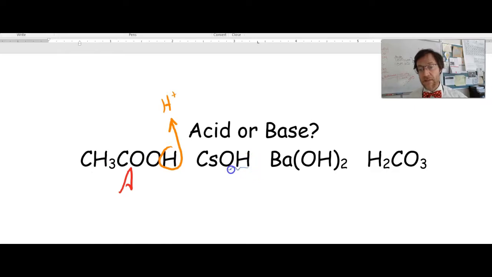This stuff, oh my gosh. Okay, that's a base. That's easy to see. Oh, there you go. Base, easy to see. And this one, I'm going to bet that it's an acid, but if I'm not sure, I'm going to go to where all the answers are. And sure enough, H2CO3, carbonic acid, this is an acid.